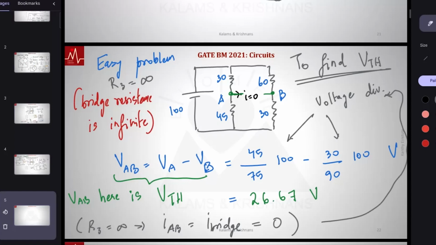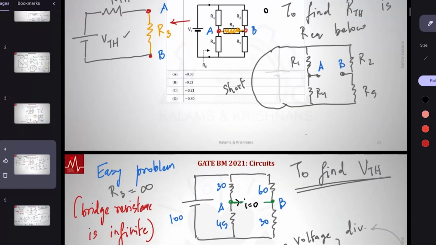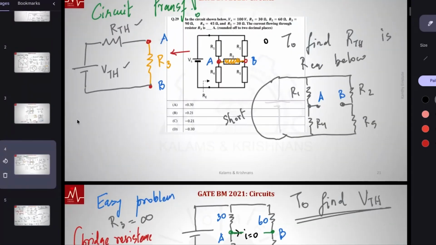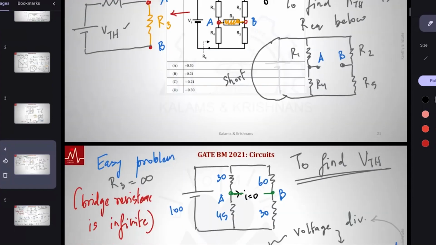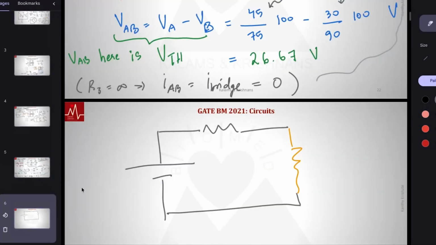It's a simpler problem. You remove the load, or the load resistance is infinite. What is the voltage across the two terminals? You can find it. So let me mark that. Your V Thevenin is, in fact, let's get a fresh page, V Thevenin we found to be 26.6. Now you have to find R.